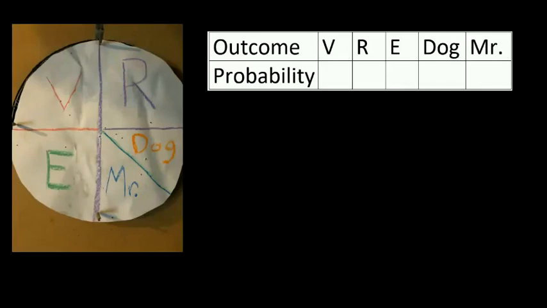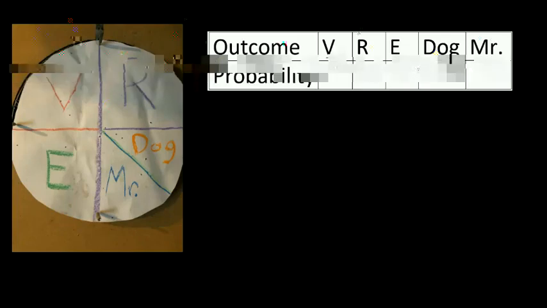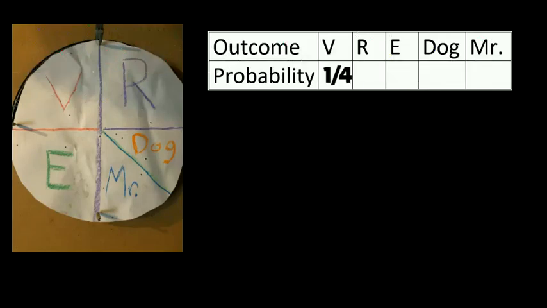To figure out the theoretical probabilities, I'm going to make a chart that has the list of outcomes and their probabilities. So for the letter V, how much of the target is it covering up? 1/4. The letter V is covering up 1/4 of the whole target, so its probability is 1 out of 4. The same can be said for the letters R and E. So each of them has a theoretical probability of 1/4. Now, when we look at dog and Mr., those are smaller pieces. Together they form 1/4, but half of that would be 1/8. So dog and Mr. have a theoretical probability of 1/8.